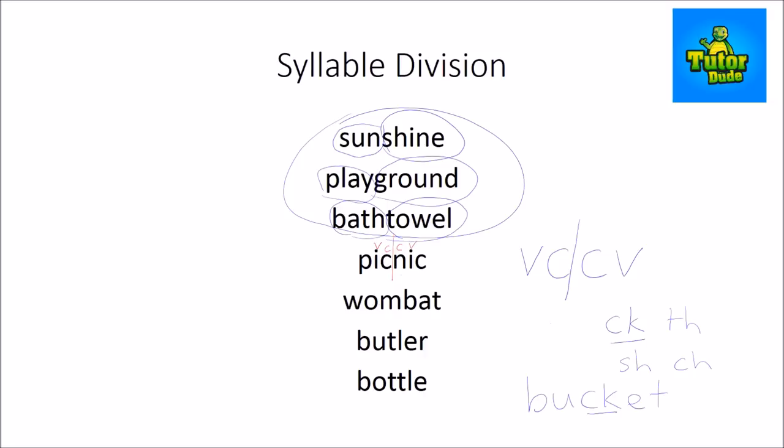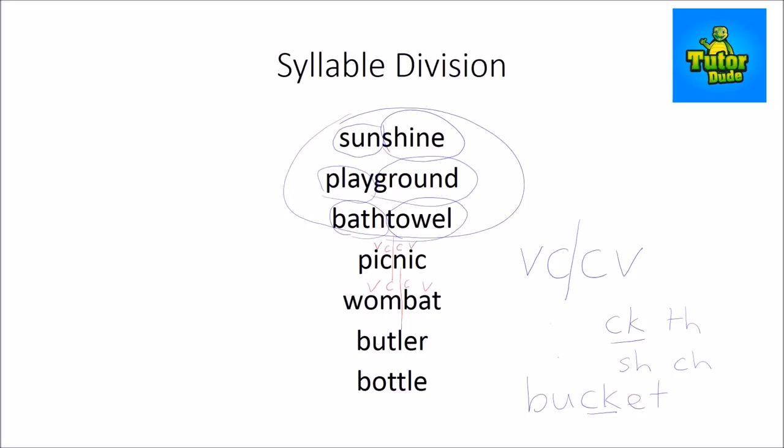Let's do the same with the next word. So I'm looking for a vowel. Notice I don't start on the first letter. I start with the first vowel I find. Vowel, consonant, consonant, vowel. Vowel, consonant, chop. So I'd go w, o, m, wom, b, at, bat. So you can hear I sounded out one syllable, made that syllable, then sounded out the second syllable.